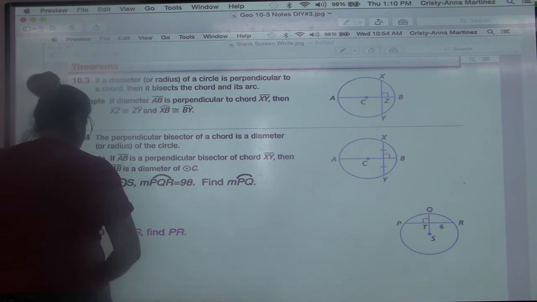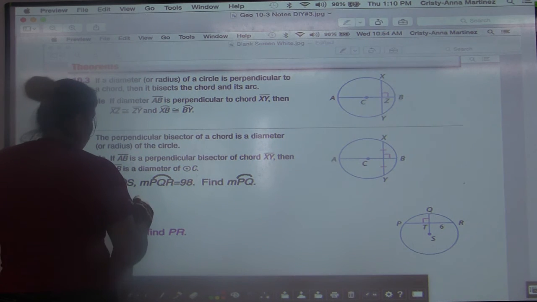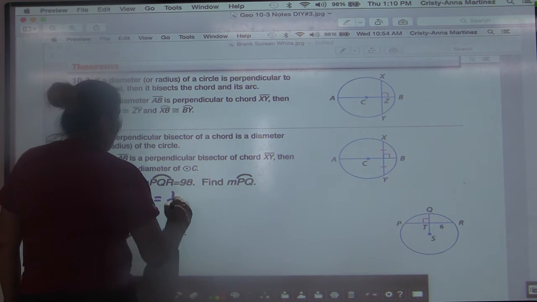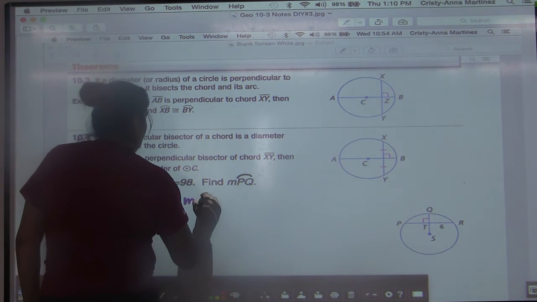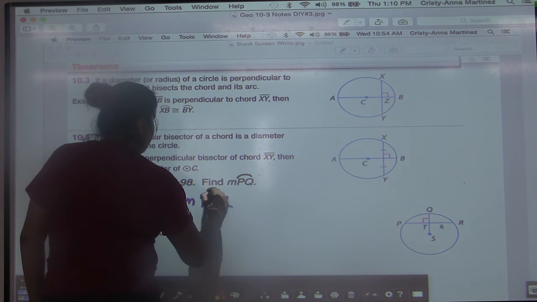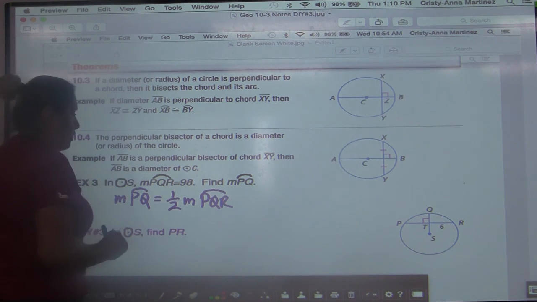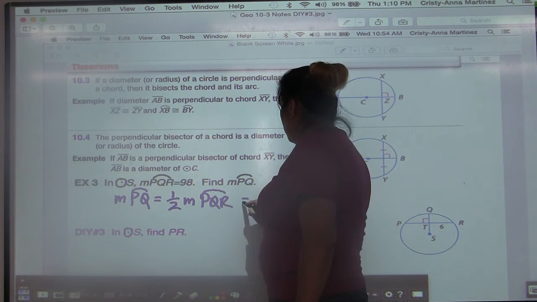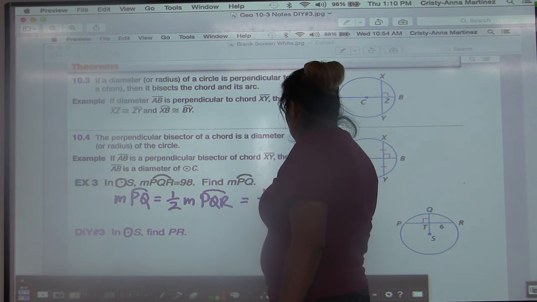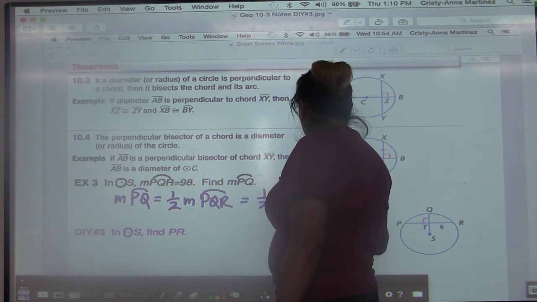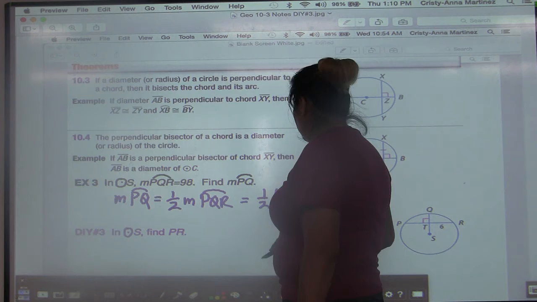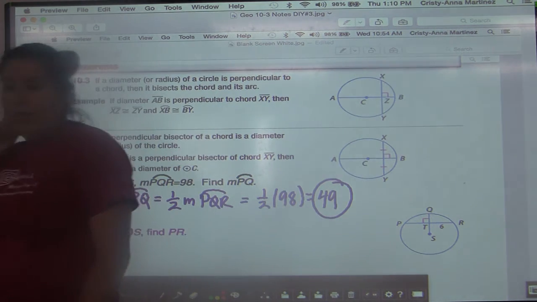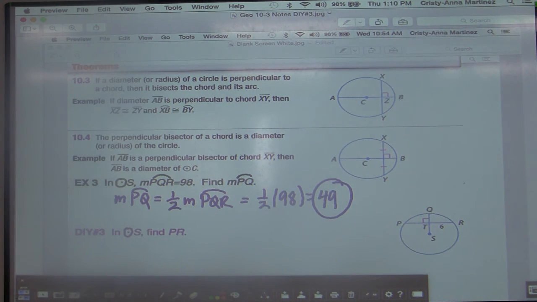So let's see here. The measurement of arc PQ is going to equal half of the measurement of arc PQR because it's perpendicular to the chord. And so since we know that the measurement of arc PQR is 98, we can furthermore say that it's 1/2 of 98, which equals 49. 49 units. So in example 3, the measurement of arc PQ is equal to 49.